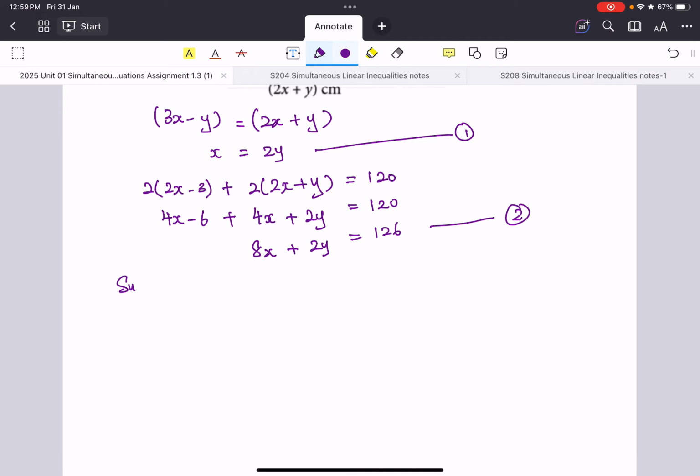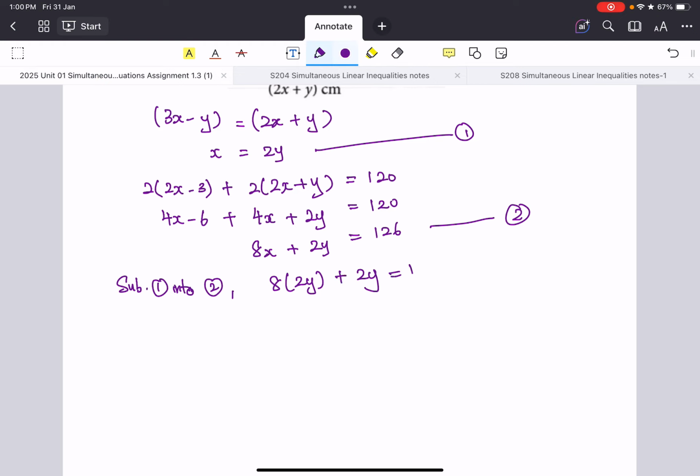Then we say sub equation 1 into equation 2. We will have 8 times 2y equals to 2. I'm sorry, you see, I keep writing wrongly this morning. Must be the New Year season.